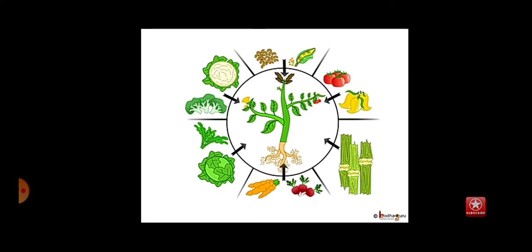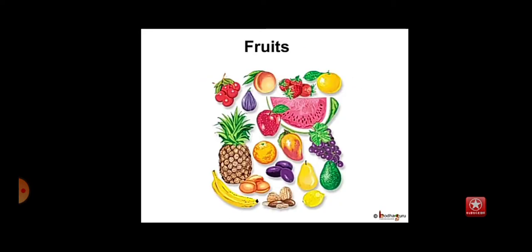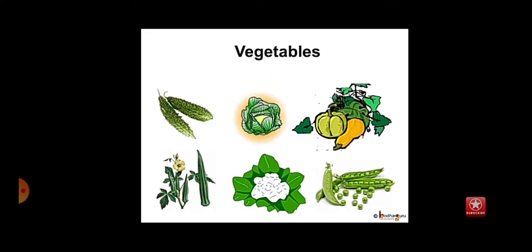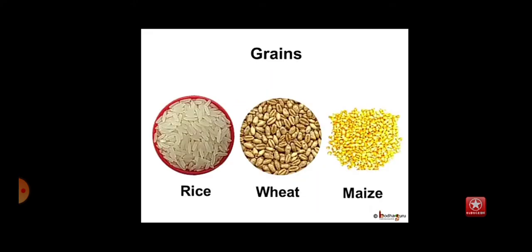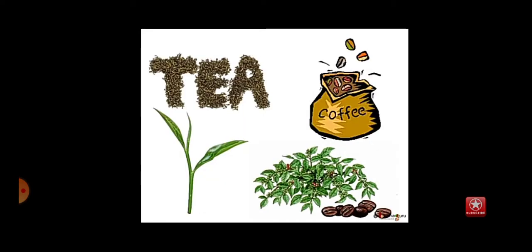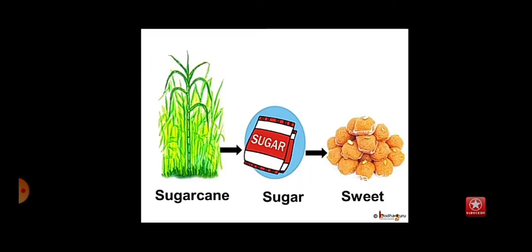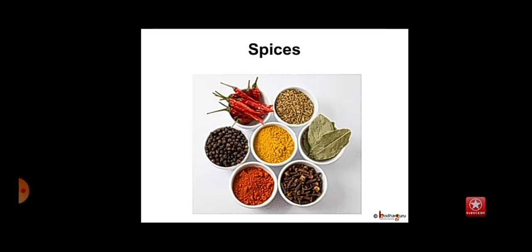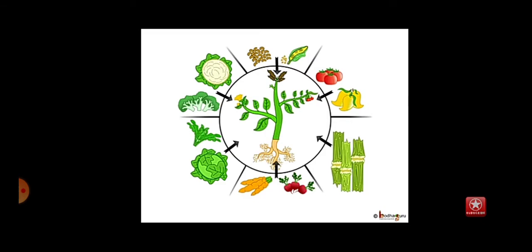I think you all must be knowing that most of our food like fruits, vegetables, grains like rice, wheat, pulses like gram, beans, and tea, coffee, sugar, and spices come from the plants. Apart from these, plants are useful to us in many more ways. Let us look at some of these.